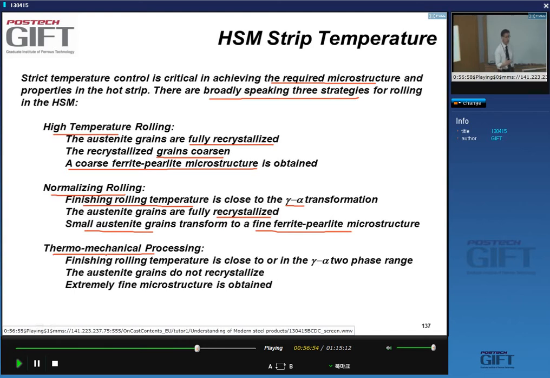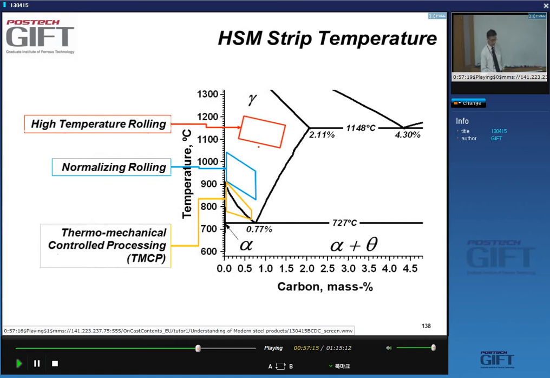When we're talking about thermomechanical rolling, there we are again very close to the gamma alpha transformation, but we do the rolling in conditions where there is no recrystallization between the rolling passes, and we obtain a very fine microstructure. So this is basically the temperature position for high temperature rolling, normalized rolling, and thermomechanical controlled processing.